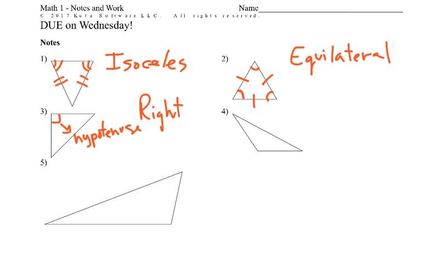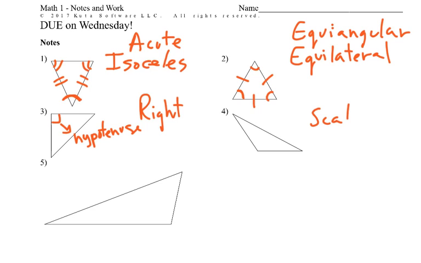Okay. We can also classify them by their angles. If their angles are less than 90 degrees, like these, we would call it an acute isosceles. If the angles are equal, equiangular, equilateral, though we often don't use both of those. And then finally we have what we call the scalene, where none of the sides are congruent, so I can't draw any marks. And if we look at this one, we should notice that that's going to be an obtuse as well. That angle that's greater than 90 degrees.